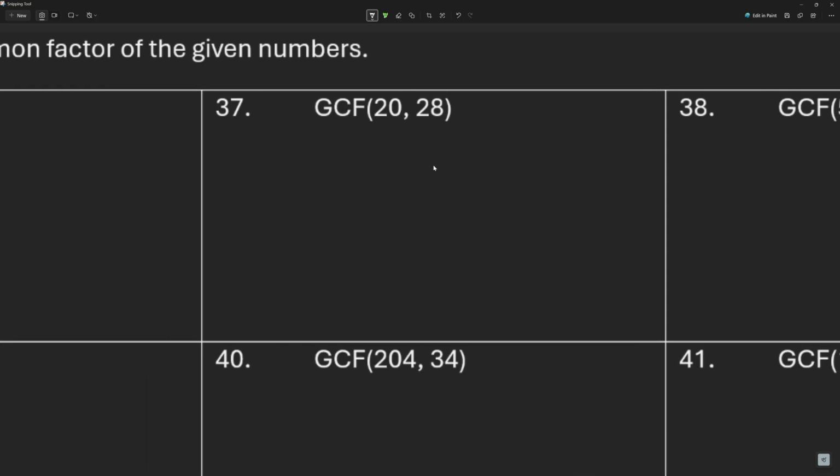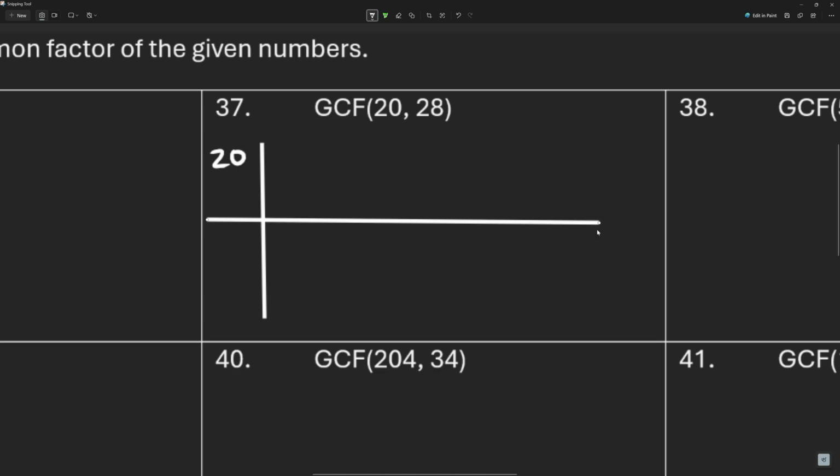So we're going to do it kind of the old school way. We're going to actually list out all the factors of each of these numbers, and we'll just find the greatest of those two, right? So let's make a little T-chart kind of. We'll put our two numbers that we need to factor.